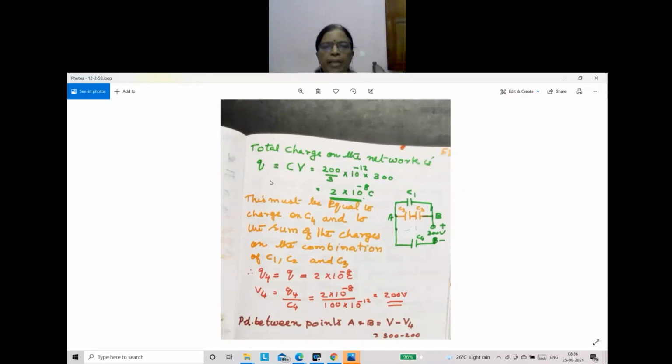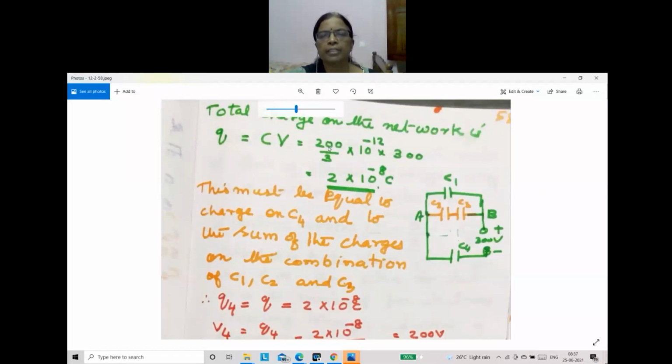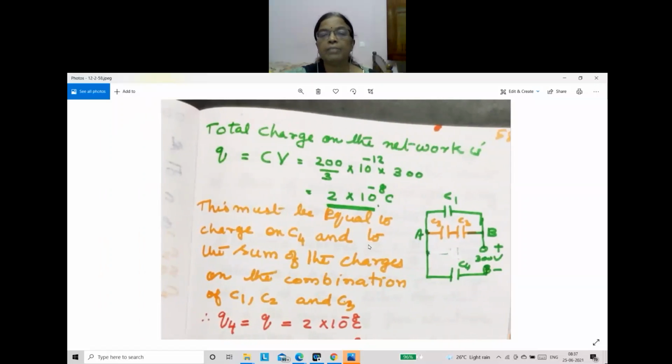Here C is the equivalent capacitance, 200 by 3 into 10 raised to minus 12 farad, into voltage, 300 volt is applied. So total charge, up to that also is easy. The equivalent capacitance into potential difference, you do, and you will get the total charge. And you know one thing: in series combination charge remains the same. Series combination charge is the same, and parallel combination voltage is the same.